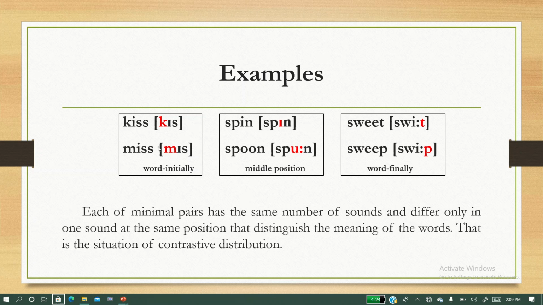For example, the minimal pair kiss and miss differs in the phonemes k and m. The second one is spin and spoon. It differs in the phonemes i and u. And the last one is the minimal pair sweep and sweet. It differs in the phonemes p and t. That is the situation of contrastive distribution.